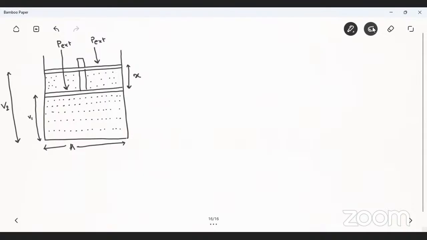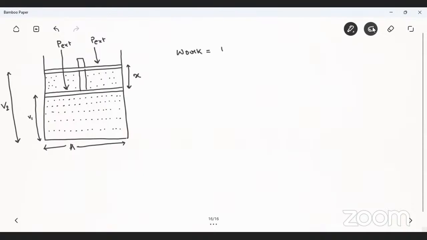From here to here, it changed by x, but the area of the cross section of the container remains the same as before. So this is the entire setup. Is this setup clear to everyone? Yes, ma'am.